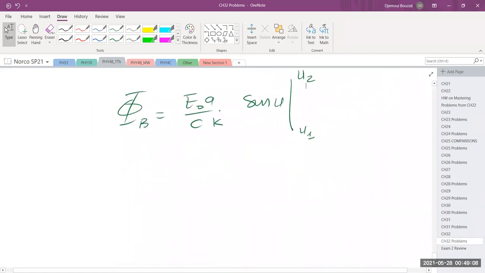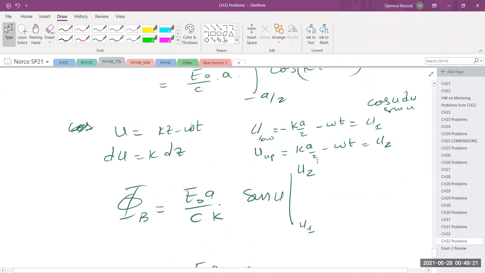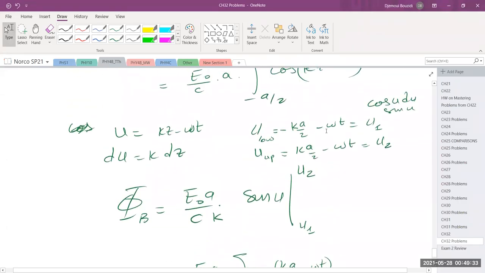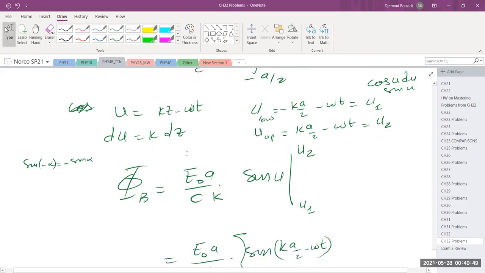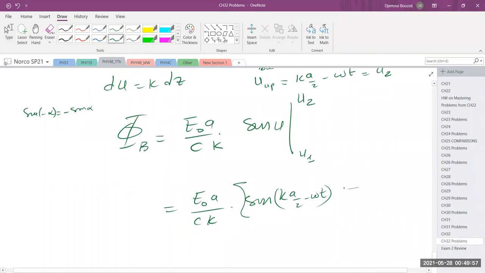So if I do that, then this becomes E naught A over CK times the sine of U2. U2 is KA over 2 minus omega T. So let me open a parenthesis in here: sine of KA over 2 minus omega T, and the other one is going to be a sine of negative KA over 2 minus omega T. That is actually the same thing because the sine function is an odd function. So the sine of negative alpha is equal to negative sine of alpha. So all I have to do is put the negative. But there is another negative from the expression for the integration. So negative times negative becomes a positive. And this is a plus sine of, basically at the end, KA over 2 plus omega t. Okay, so that is the flux of the magnetic field.